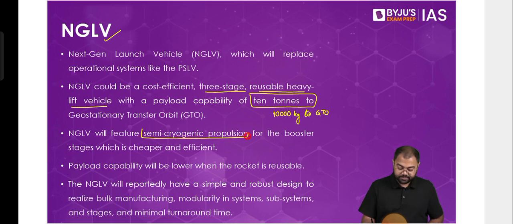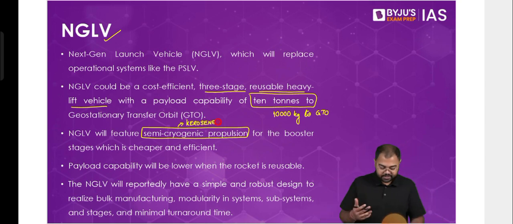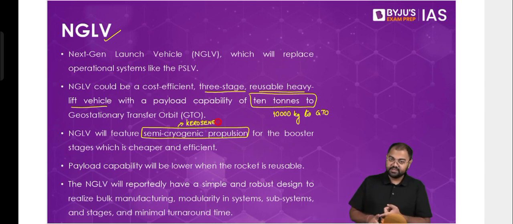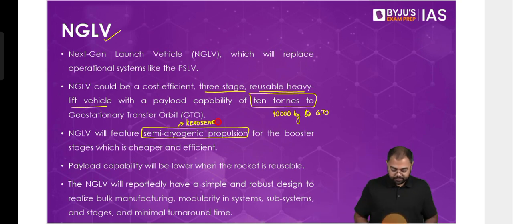Semi-cryogenic propulsion means that there will be kerosene mixed. Again, this also was tested a couple of months back. In the month of May, a test was done with the kerosene-based semi-cryogenic propulsion. We are basically getting ready because reusable was tested recently, and kerosene-based semi-cryogenic was tested recently. So all these things hint that we are building up to NGLV, the next generation launch vehicle, where we will be able to take care of all our needs.